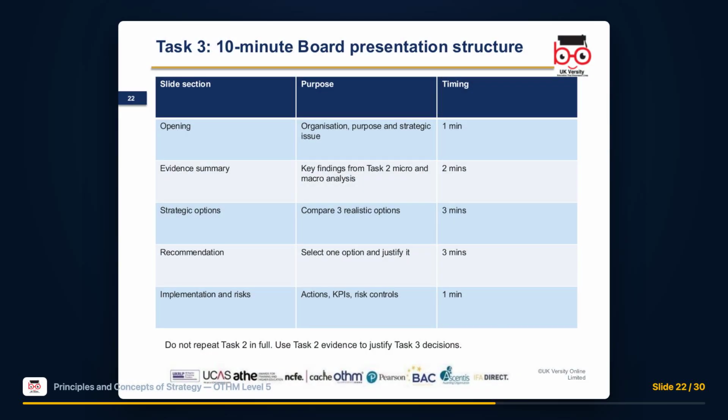For Task 3, here's the 10-minute board presentation structure. 1 minute opening on the organization, purpose and strategic issue. 2 minutes summarizing the key findings from your Task 2 micro and macro analysis. 3 minutes comparing 3 realistic strategic options. 3 minutes selecting one option and justifying it. And 1 minute on implementation, KPIs and risk controls. Don't repeat Task 2 in full. Use its evidence to justify your Task 3 decisions.